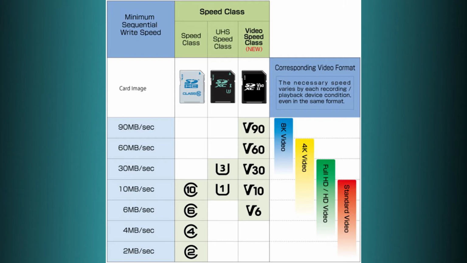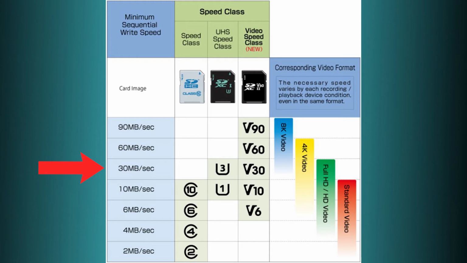So this is a super handy chart. Feel free to screenshot this one, guys, with the minimum write speeds of the cards that we were just talking about. So for full HD video, which is pretty much the standard now, you're going to want a minimum write speed of V30. V30 is the same class speed as UHS 3.